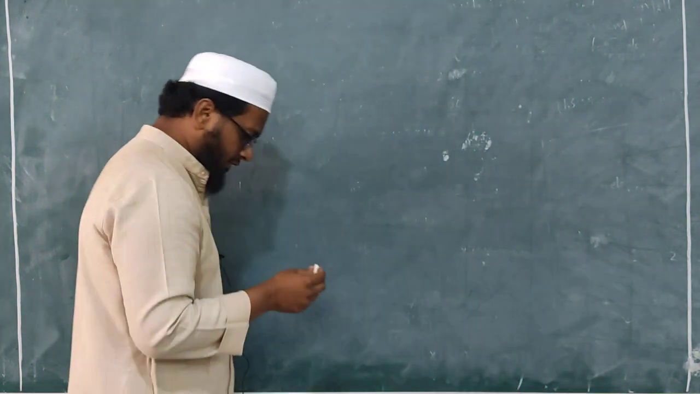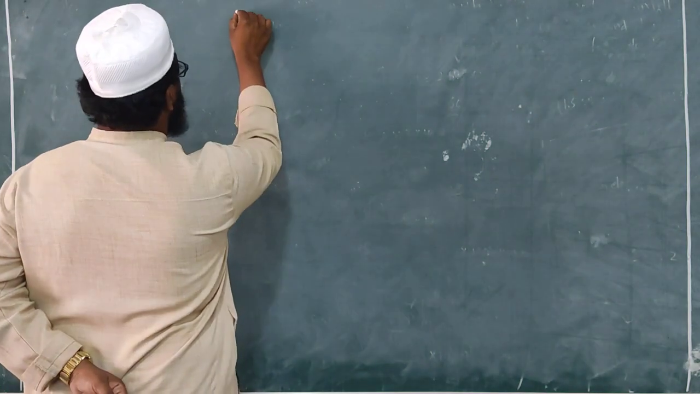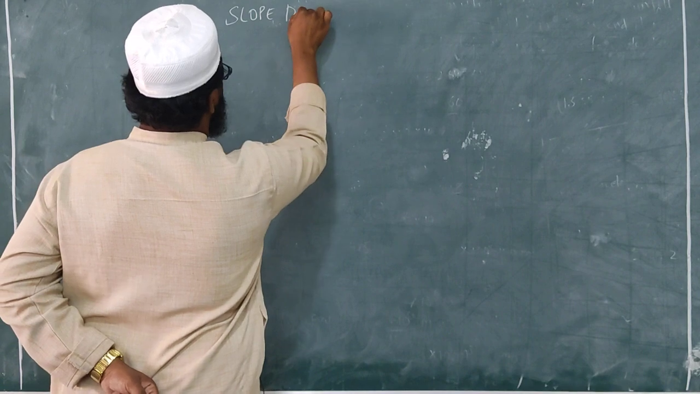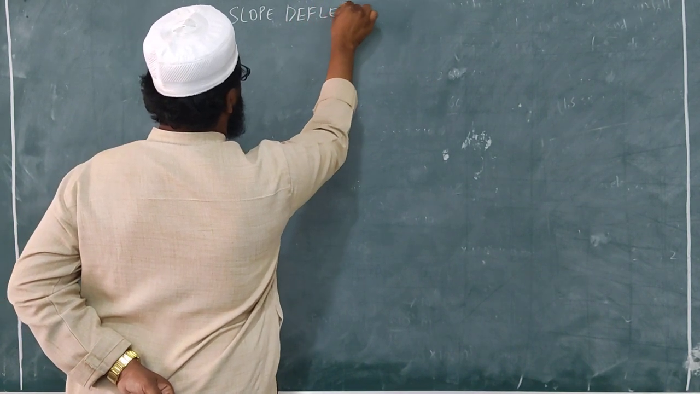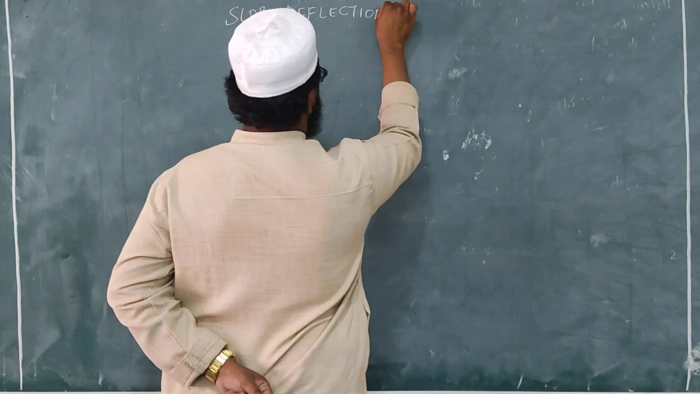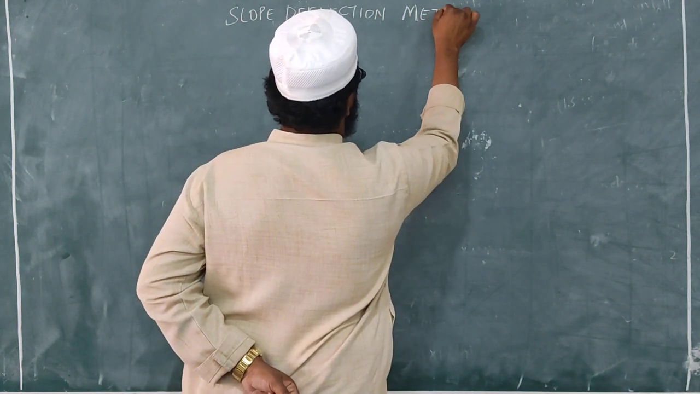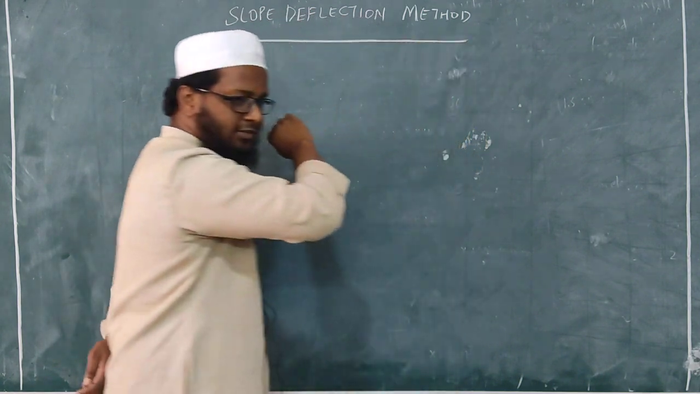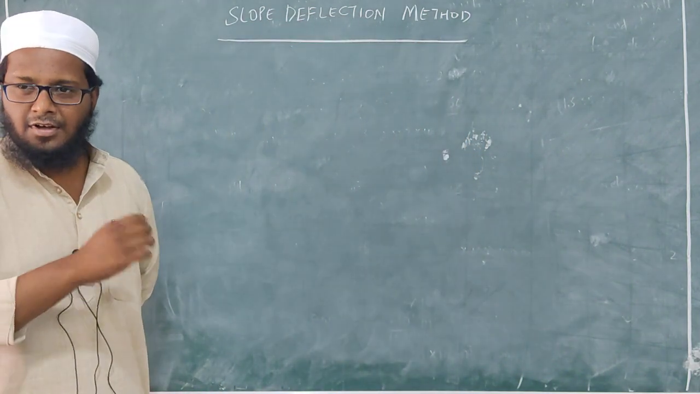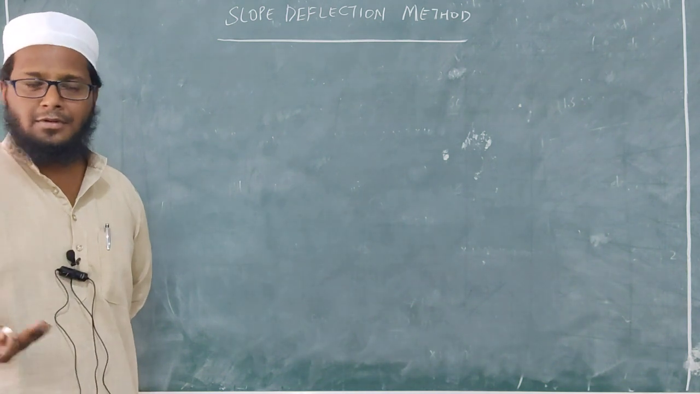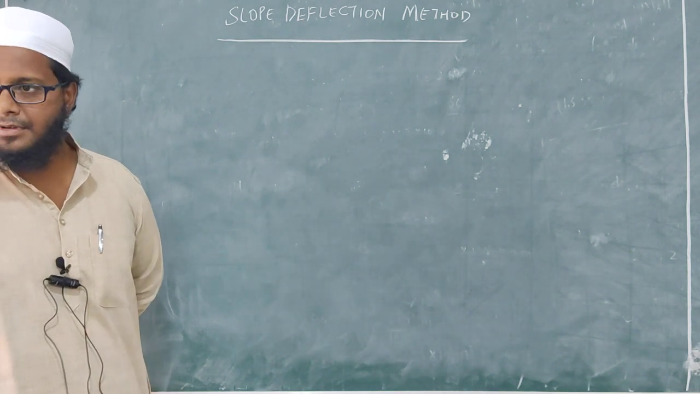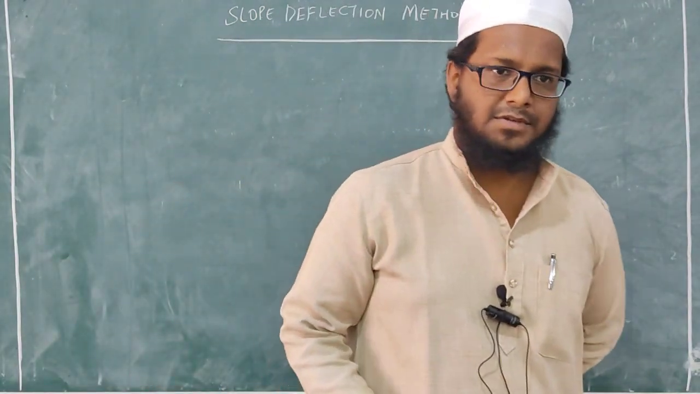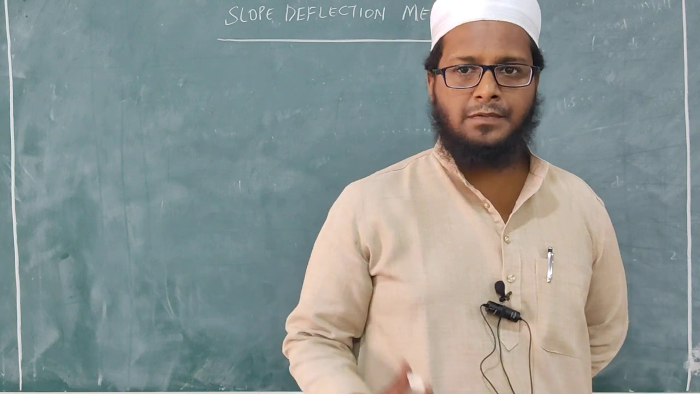So I will write down the name of the unit, that is slope deflection method. Okay, so all these are methods. It's very, very important. All the methods should be known by you, how all these equations are coming out. In this one we have a few steps to solve the problem.